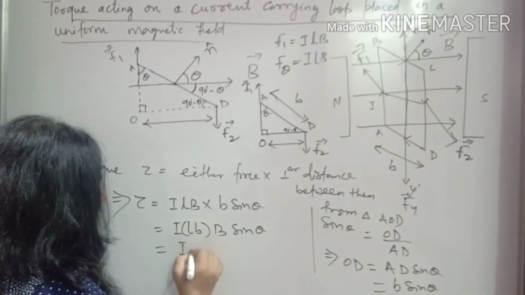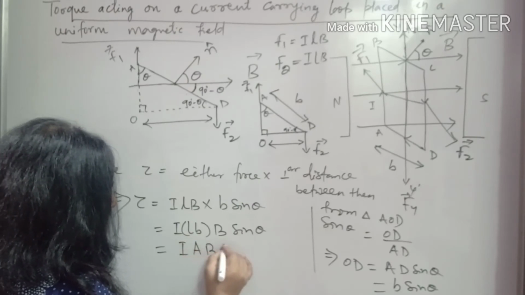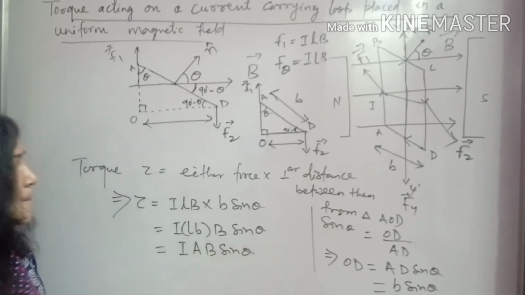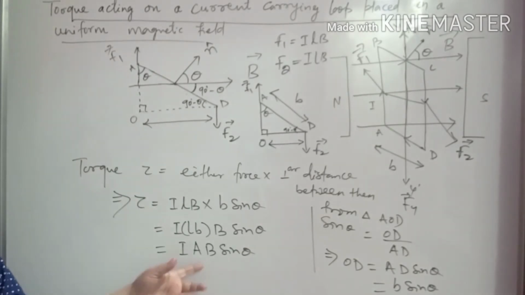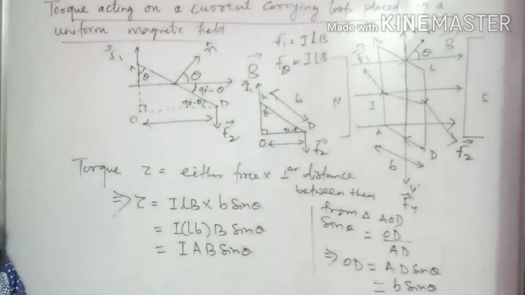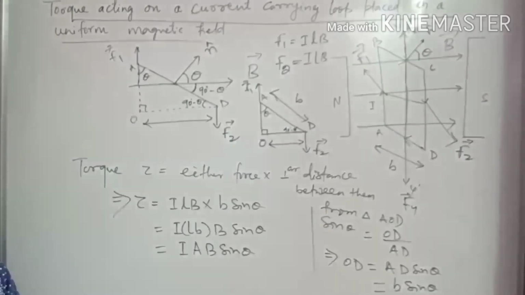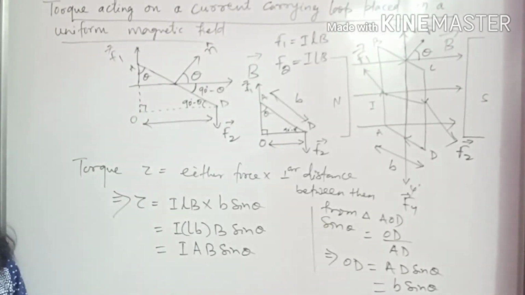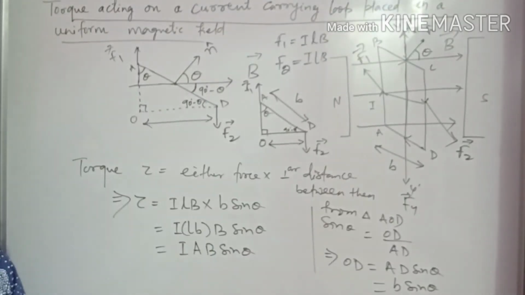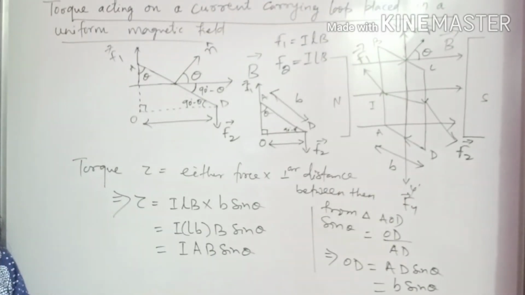So instead of LB, I can write this as capital L, and this is B sine theta. So this is IAB sine theta, and that is the torque which is acting here. So tau equals IAB sine theta. That means if the coil has only one turn, then the torque acting here is IAB sine theta.